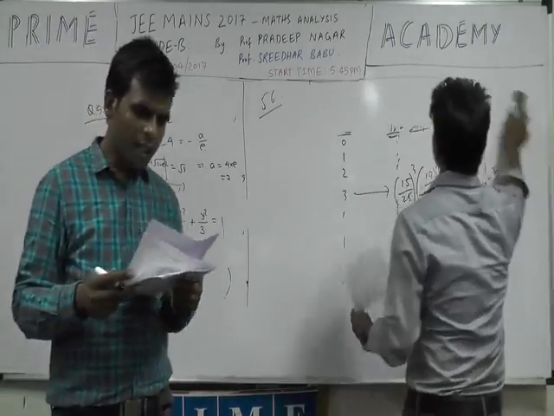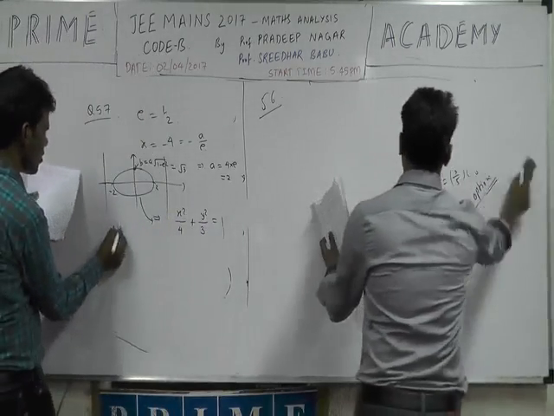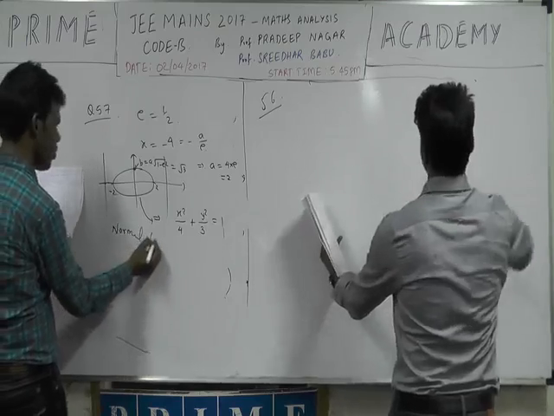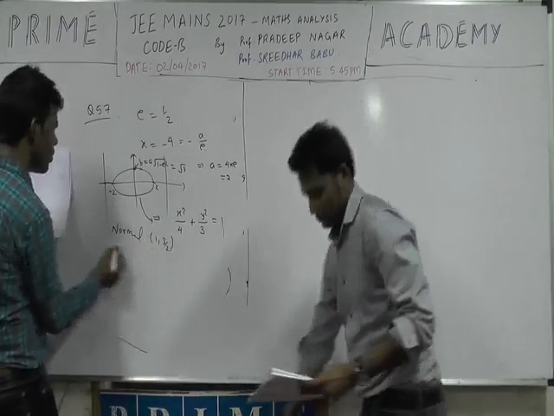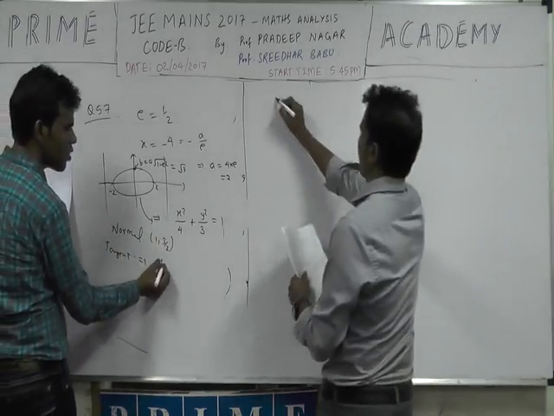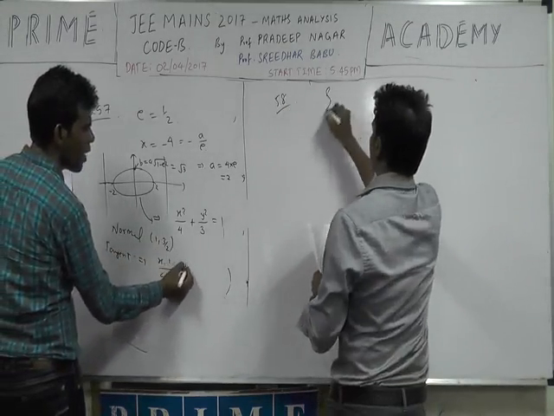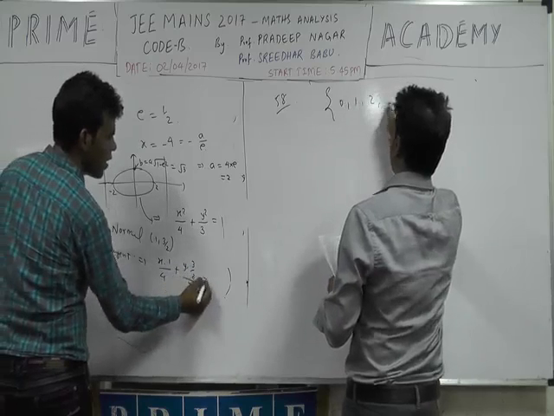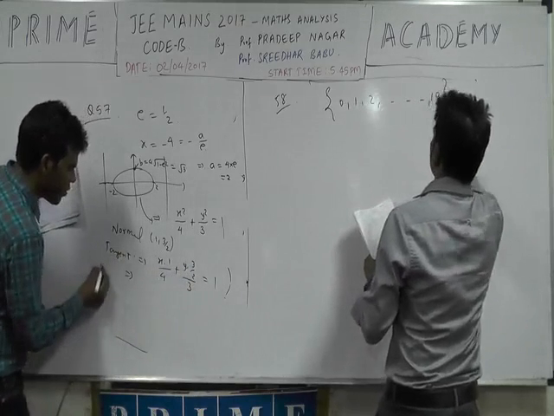Now they are asking the normal at (1, 3/2). We can easily find the tangent at this particular point, which has to be x into 1/4 plus y into (3/2)/3 equal to 1. Hence you can easily write down the normal.